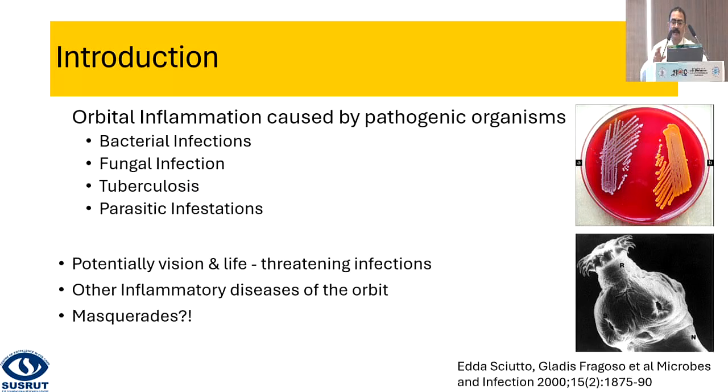So to start with, these are inflammations caused by pathogenic organisms. They might be microbial, or they may actually be metazoa. The other thing is that these infections are potentially vision-threatening, and some of them can also be life-threatening. But also remember that there will be other inflammatory conditions which can mimic an infection. And last but not the least, you have the elephant in the room, that is the masquerades.